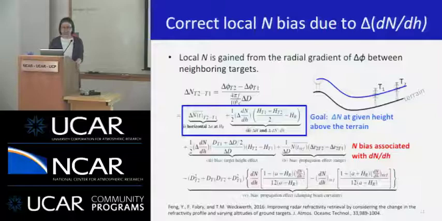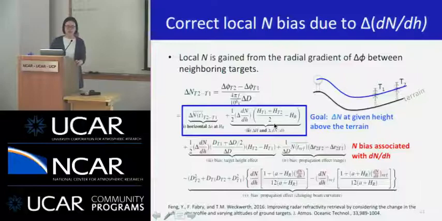Then how do we correct that? I won't explain those things in too much detail, but the easier way to get the concept is this: what do we want? We want the refractivity at a given height above the terrain, for example, like the blue line here. Basically, the local refractivity is estimated from the radial gradient of the phase difference between these two targets. And this is our goal, the refractivity change at a given height.